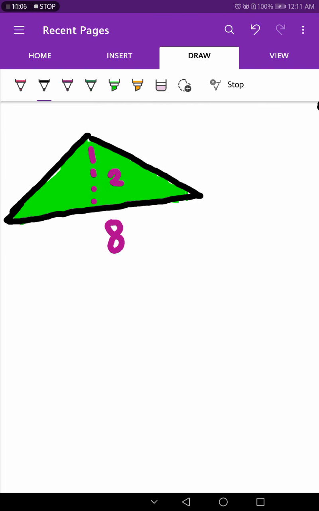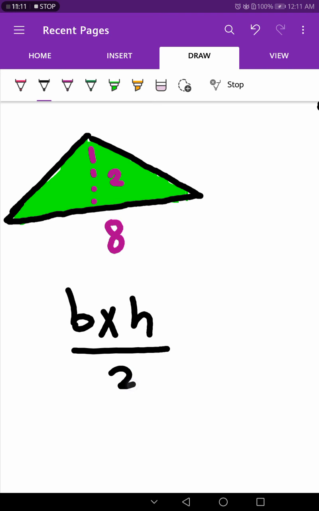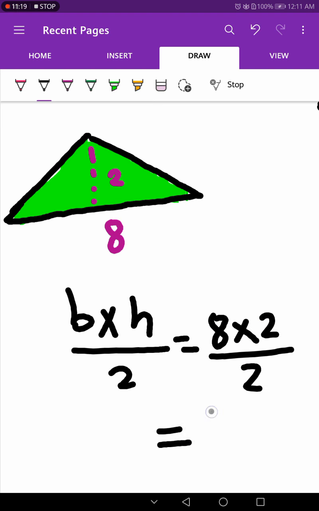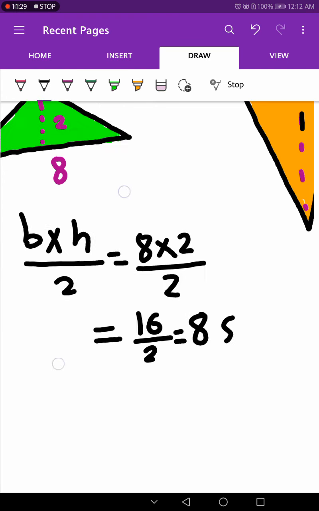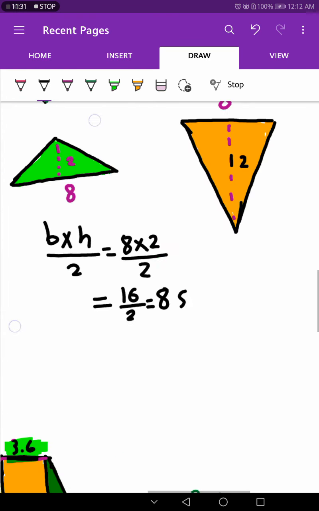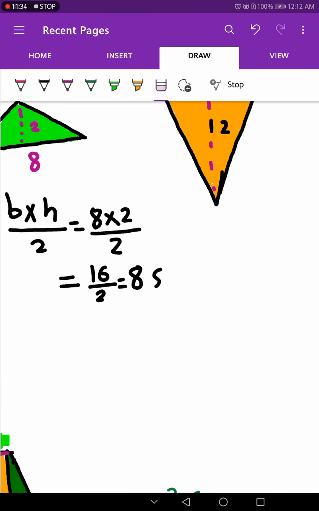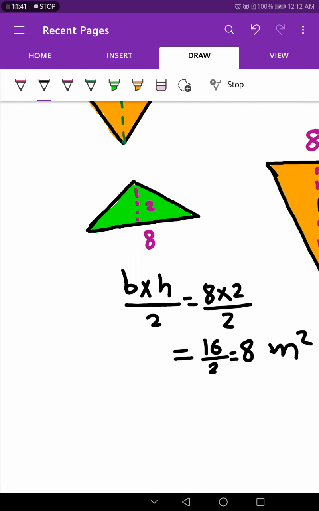So how do I find the area here? It is just base times height over 2, which equals 8 multiplied by 2 over 2, which equals 16 over 2, which equals 8. So the area is 8 square. Yes, 8 square, or 8 of what? What is the unit here? 8 meter. Yes, thank you. It is 8 meter square. So this one is 8 meter square.